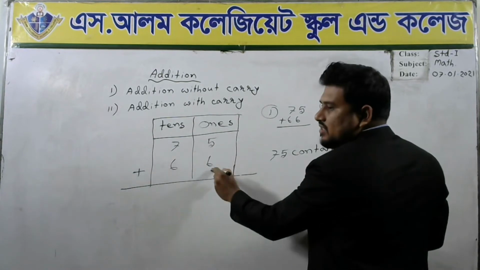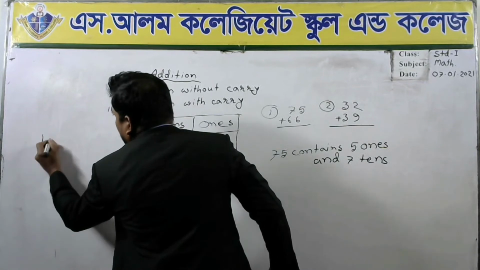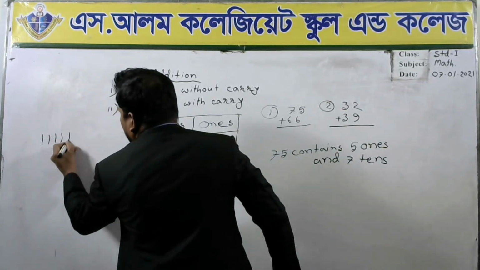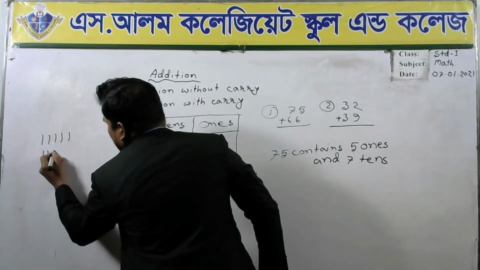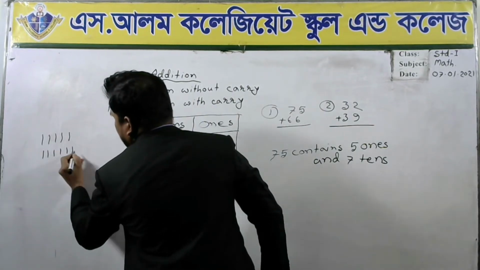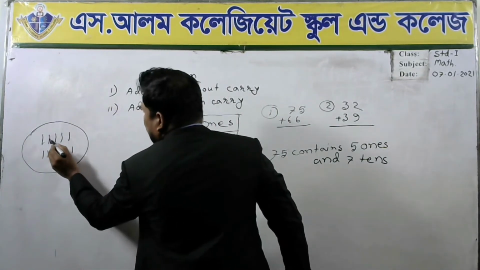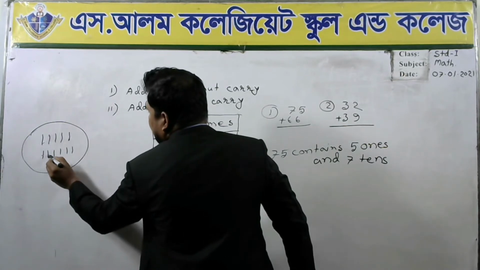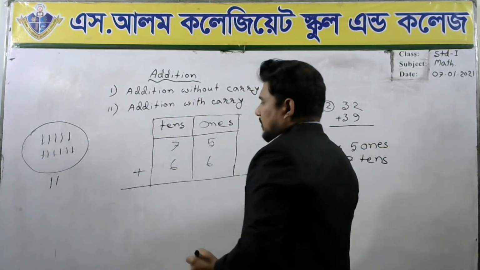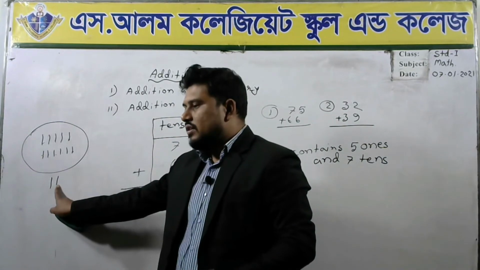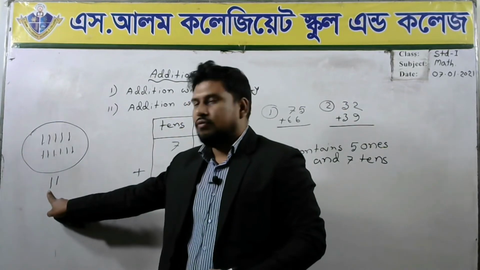Ones column, 5 and 6. Let's add 5: 1, 2, 3, 4, 5, and 6: 1, 2, 3, 4, 5, 6. Let's count together. 1, 2, 3, 4, 5, 6, 7, 8, 9, 10, 11. 11 is 1 ten and 1 one.